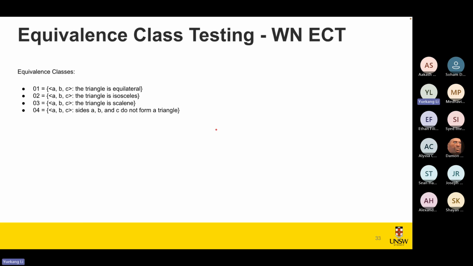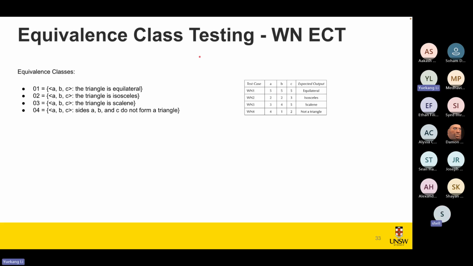Now let's think about weak normal. How do we design the weak normal equivalence class testing? Weak normal means that everything is normal, right? So we can just have one test for each class. This is very special.